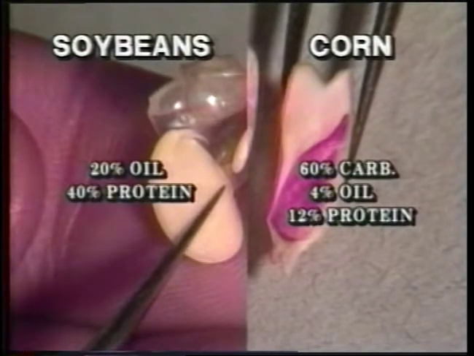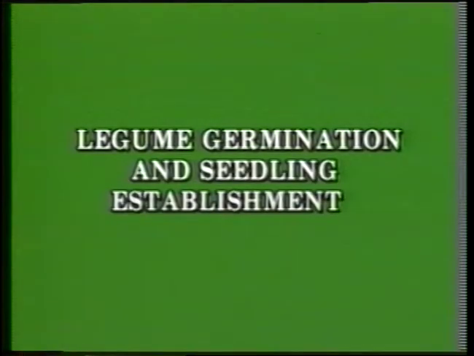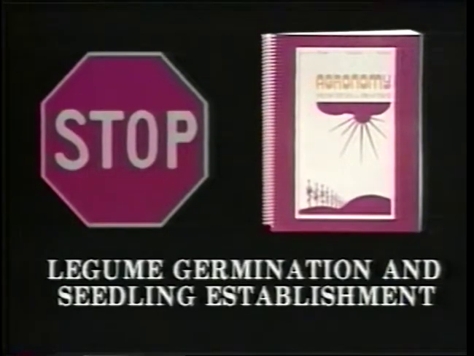Soybean seeds contain approximately 20% oil and 40% protein. Corn kernels contain approximately 60% carbohydrates, 4% oil, and 12% protein. The next section for study is entitled Legume Germination and Seedling Establishment. You should now stop the VCR, study this section in your text, and then return to the VCR for further tutoring.